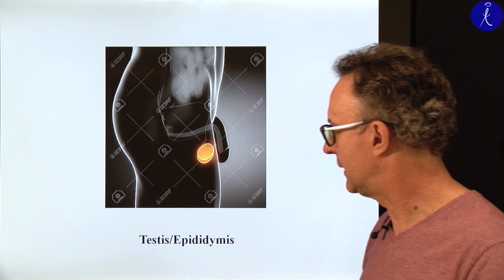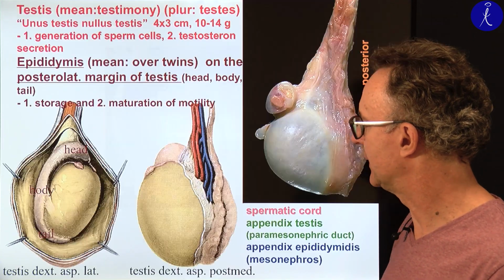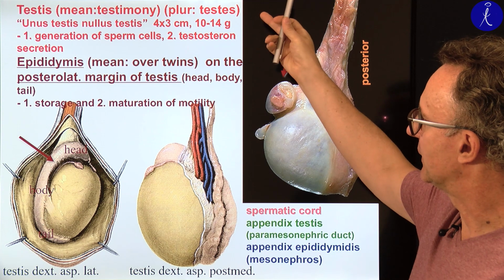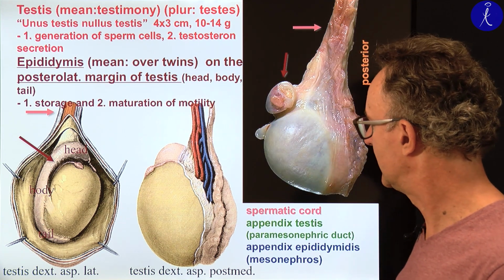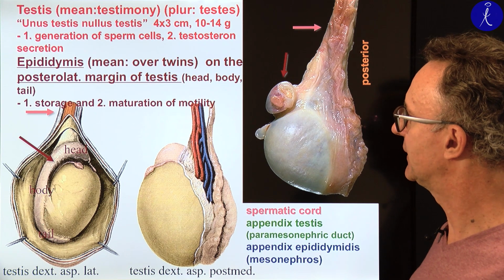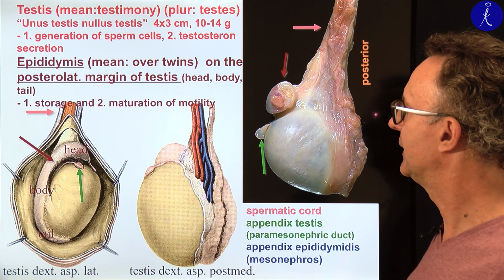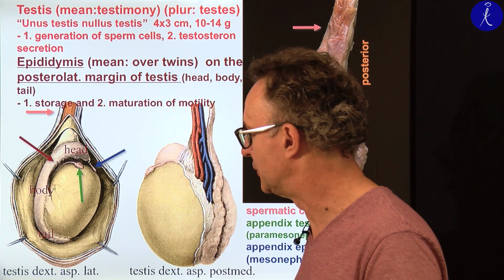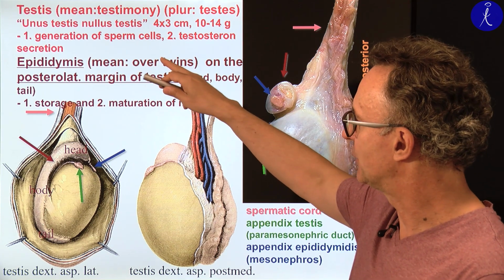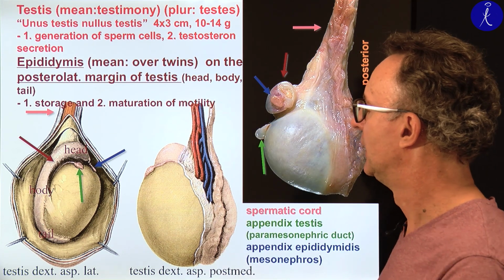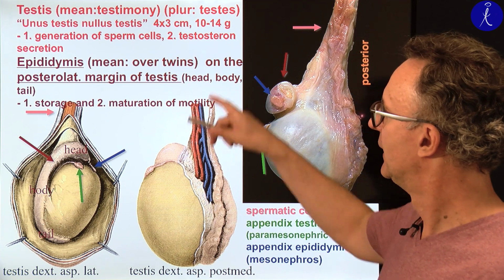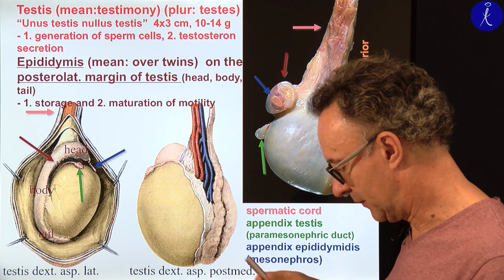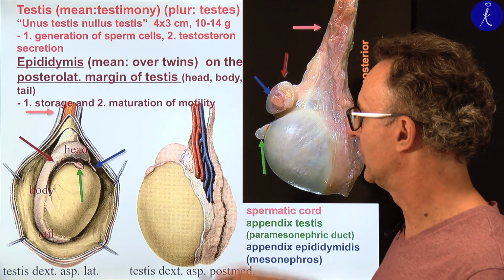Now the first topic, the testis and the epididymis with more details. Testis means testimony, and in plural we call this testes. I cited one Latin sentence, unus testis, nullus testis, so one witness is nothing. But in case of the testis, as a gonad, it doesn't work because even one testis is able to generate sperm cells. The major function this way is the generation of sperm cells, so testis is the factory of the spermatozoa, plus it produces the male androgen, so steroid form of testosterone androgen.